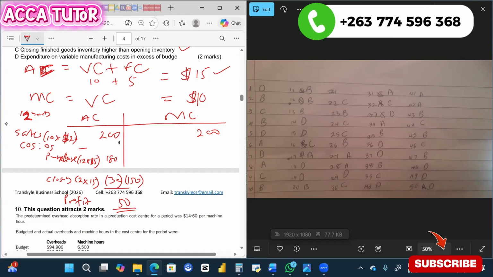What about the marginal costing? Let us do the same. We use the same figures. We sold 10 units at 20. That's 200. And then the cost of sales. The purchases are still what? Are they still 15 or are they 10? They're 10, I think.